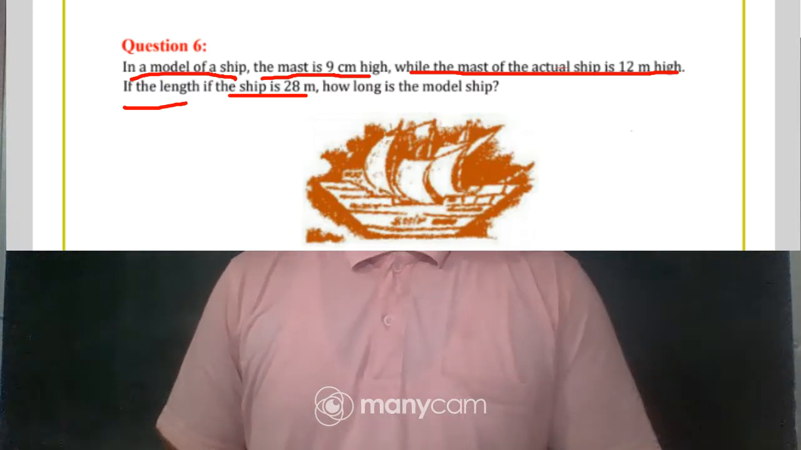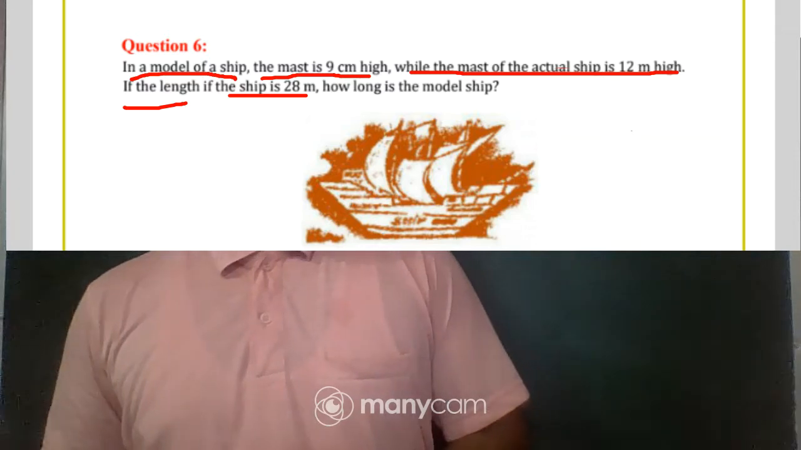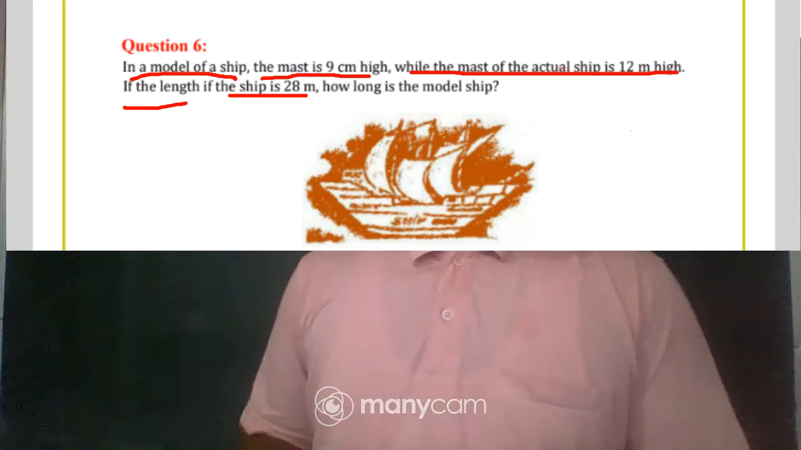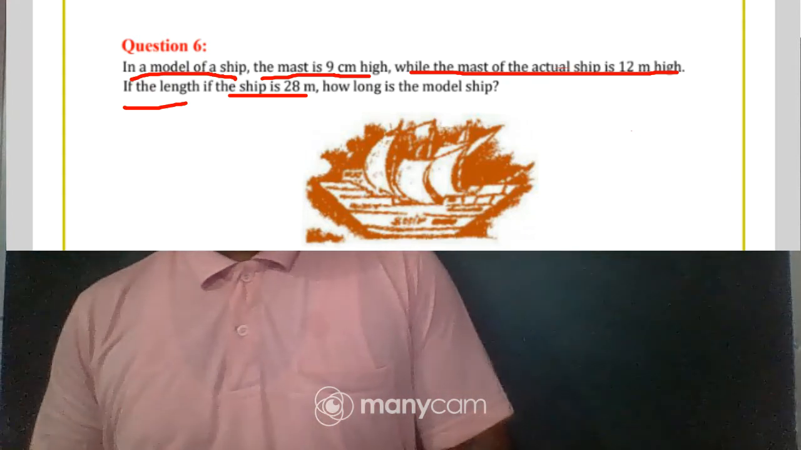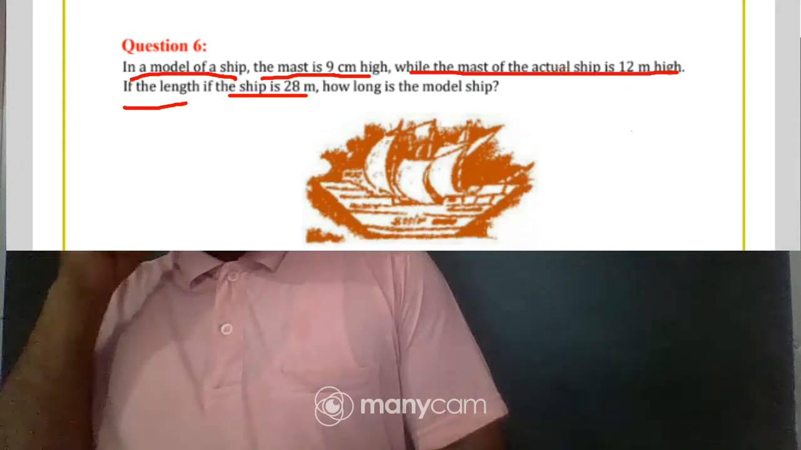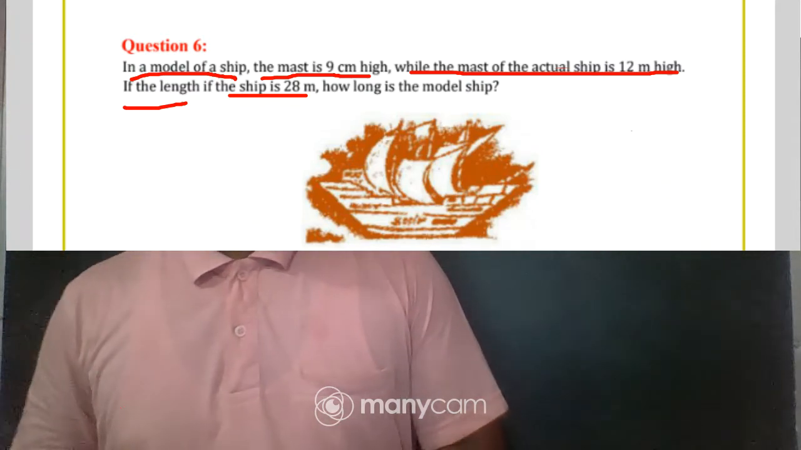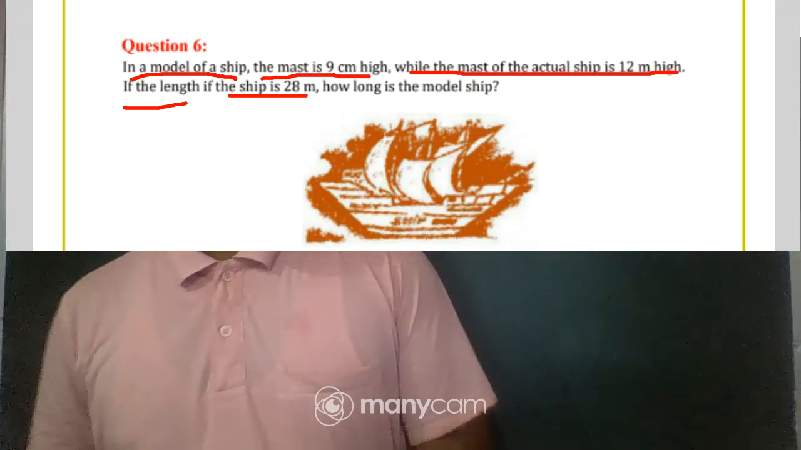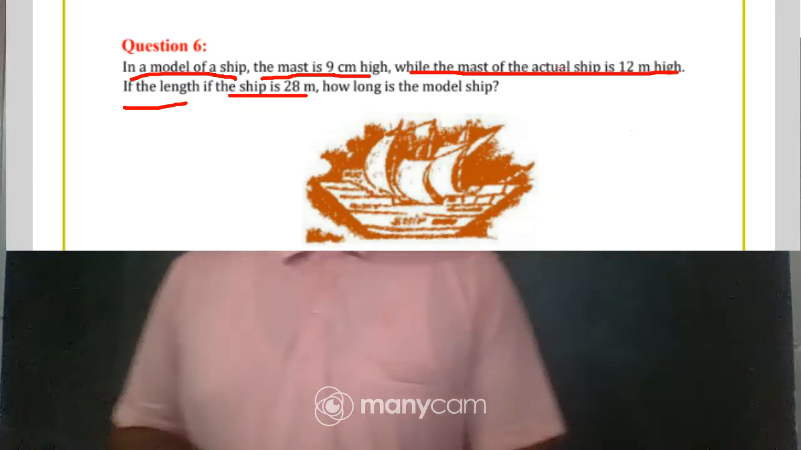Okay. So here you can see the model ship. The mast of the model ship is 9 centimeter high. Then the actual ship is 12 meter high. And here it is given that the length of the ship is 28 meter. Then what is the length of the model ship? Okay.